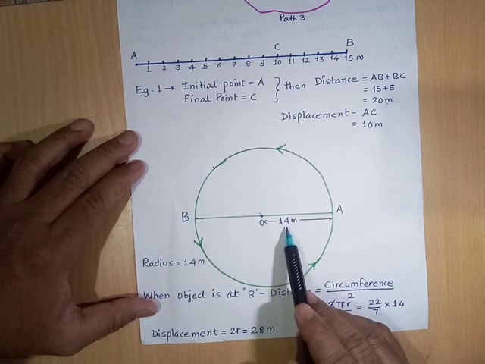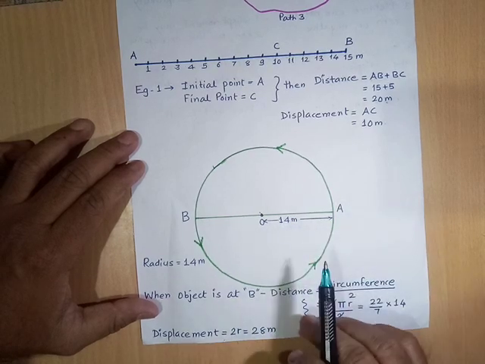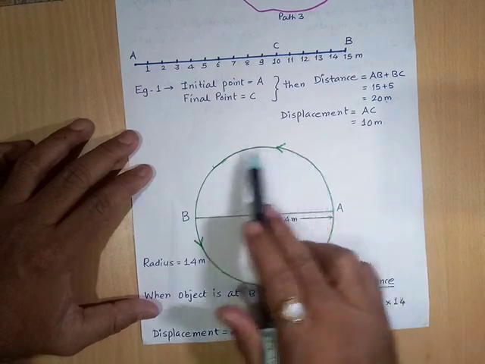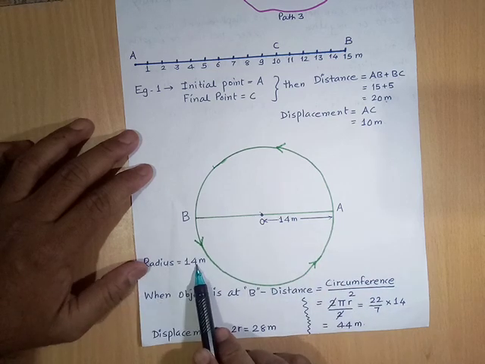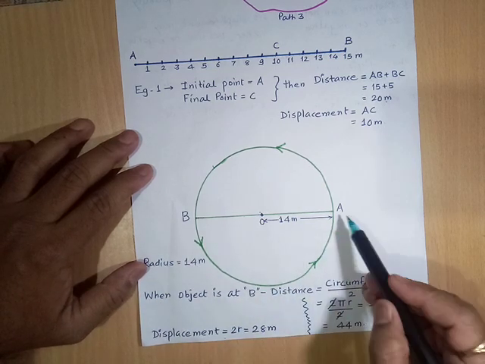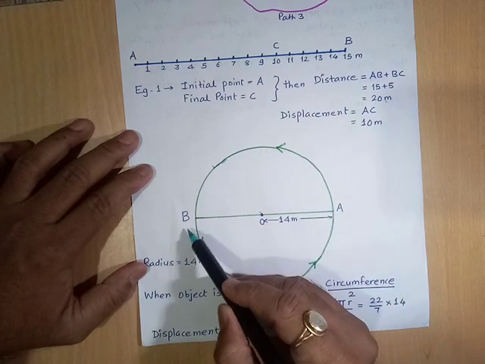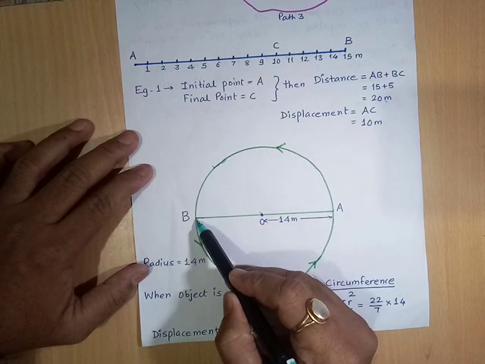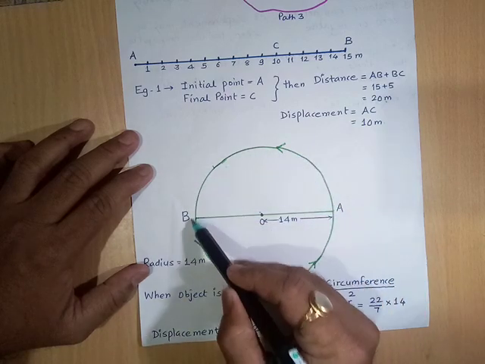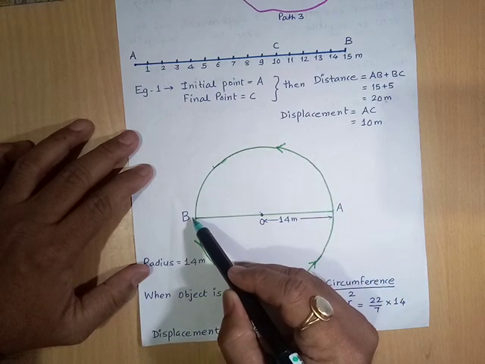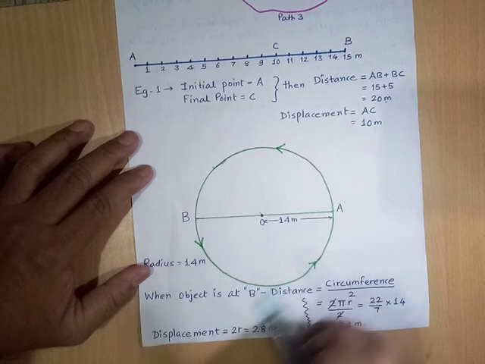I am taking this as an example. This may be any different quantity. So I can say that the radius of the circular track is nothing but 14 meter. Now imagine that an object travels from A and reaches this point B. So when the object travels from A to B, in this case distance and displacement are two different quantities.